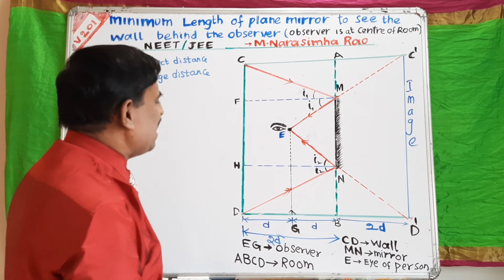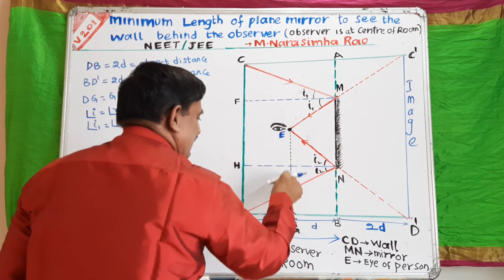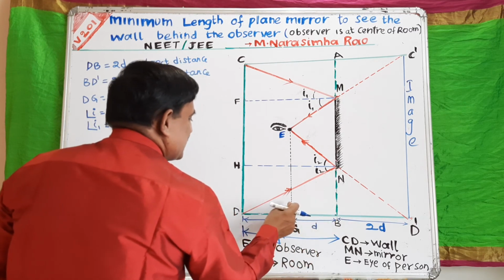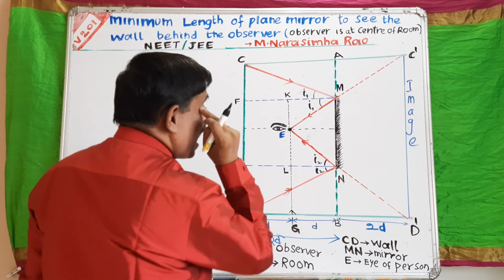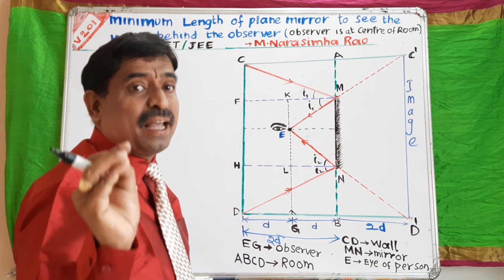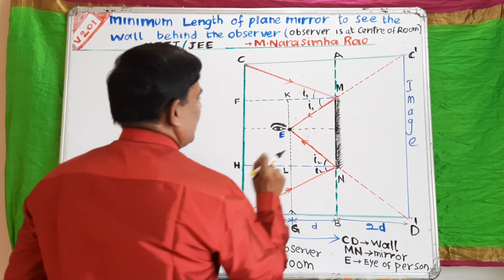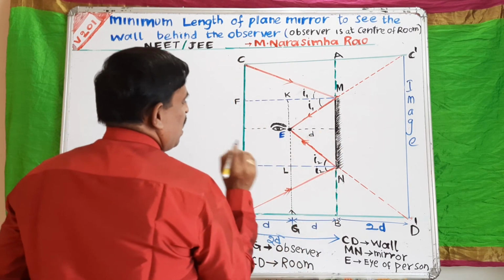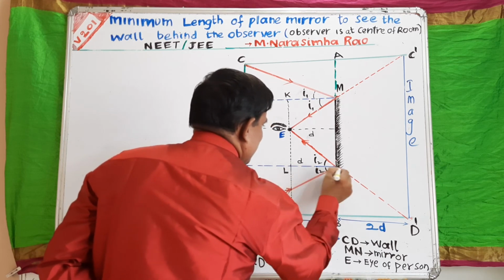Now please listen here. Please remember one point. This person is present exactly at the middle of this room. This distance is equal to this distance. E represents the eye of the person. G is the observer standing in the middle of the room. This distance is D, this distance is D, this distance is D, this distance is D. Now this distance also D. This distance, LN distance, is equal to D.